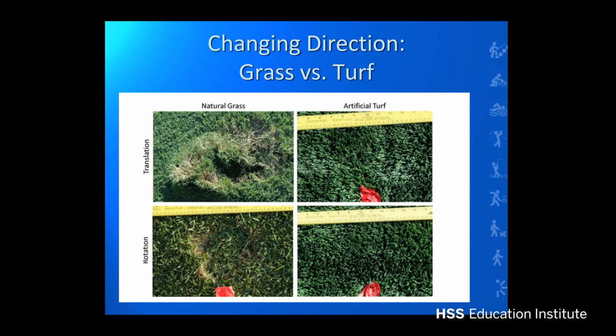When you change direction on grass versus turf, here's the biggest difference. In grass, the surface will give a little bit, so there's some play in the system, both in translation and in rotation. Whereas in the artificial surfaces, there's essentially less give. A lot of people like artificial surfaces because they feel like they're faster or their performance is better, which is true because of the traction. The downside is that it doesn't give as much, and you're at a slightly higher risk of injury.